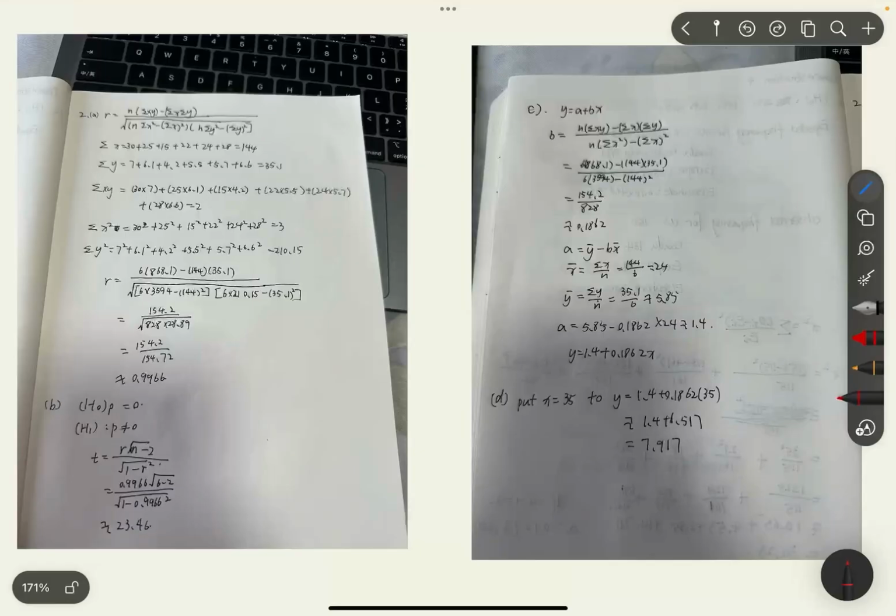This is question 2. For question A, we need to compute the correlation coefficient for the data given. We can use the formula for the Pearson correlation coefficient, as in this formula.